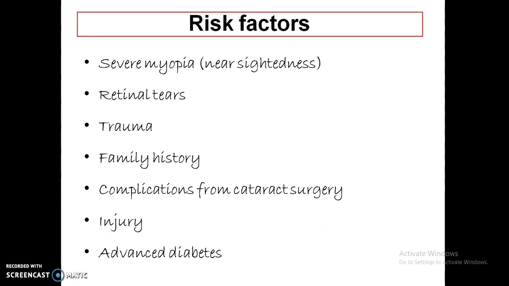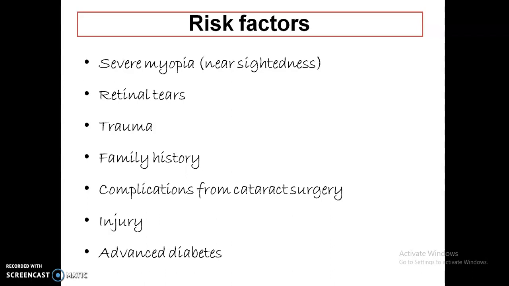The main risk factors are severe myopia, that is nearsightedness, then retinal tears, trauma, family history, complications from cataract surgery, injury, and advanced diabetes. These are some of the risk factors. In severe myopia, because of the increased straining, there will be a chance for retinal tears, and once there is an injury or any trauma occurring, that may lead to retinal detachment. That is how it goes to retinal detachment.